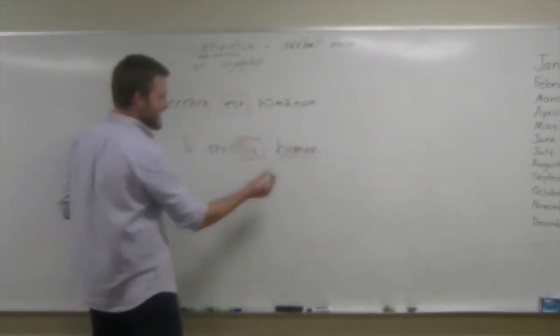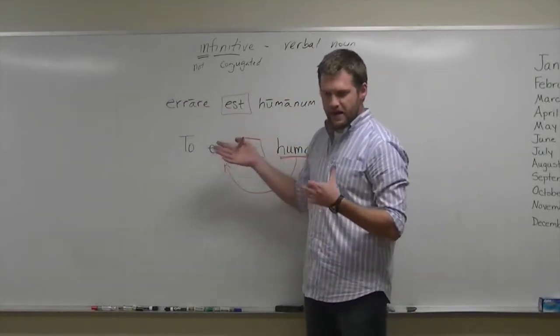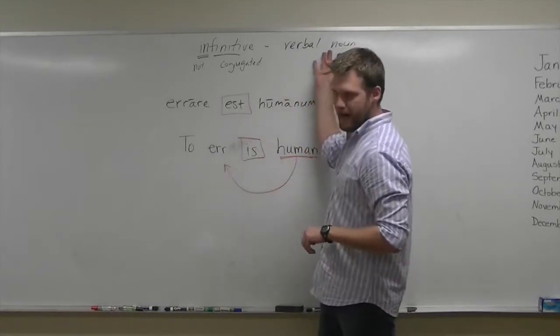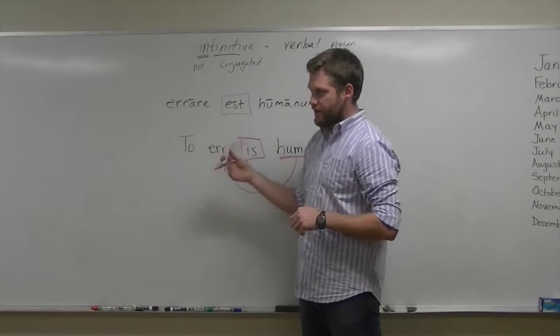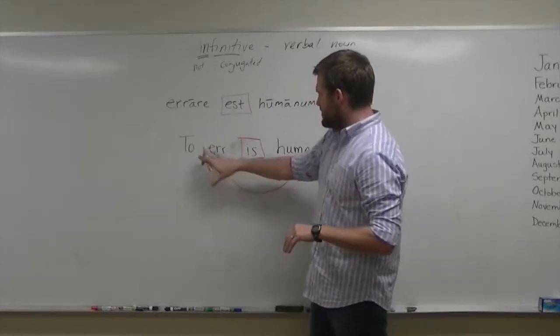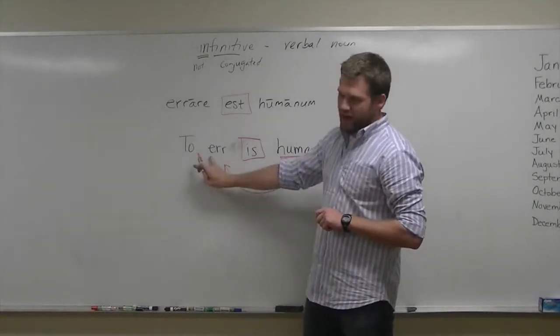Erring is human. That's exactly right. So here we get this cool example of how an infinitive can work like a noun, a verbal noun. To err, or again, like you said, erring, though that's technically a different form, but to err is human. So we have an adjective, human, modifying err.